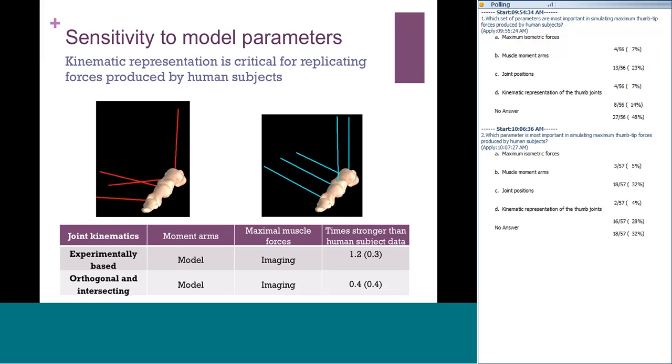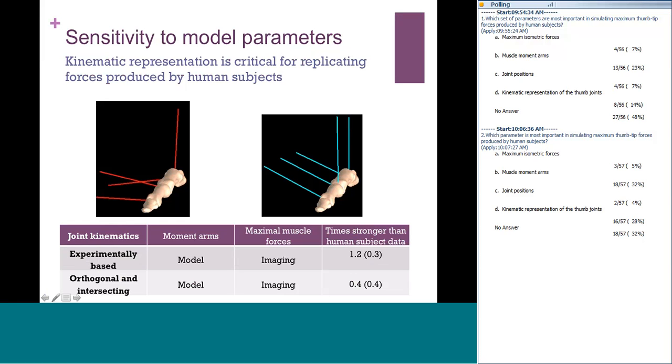When we compare these individual Monte Carlo simulation results, this is a good example. Here, the results that we present as the model that we're advocating are shown: the experimentally based joint kinematics, the model moment arms, and the maximal muscle forces. What Sarah's results show is that on average, across all the different things we studied, when we did 5,000 Monte Carlo simulations spanning the variability in the experimental data, we got a result in lateral pinch that was 1.2 times stronger than the human subject's data.